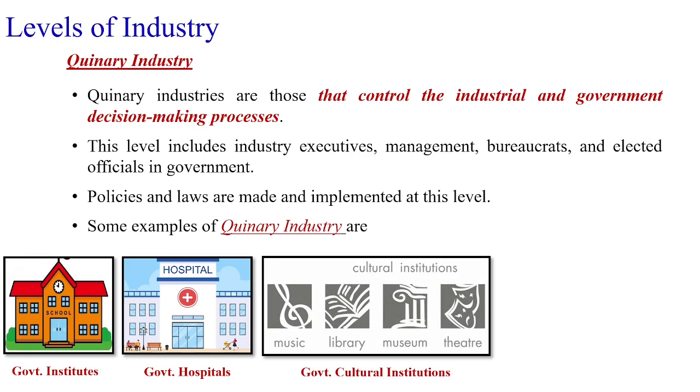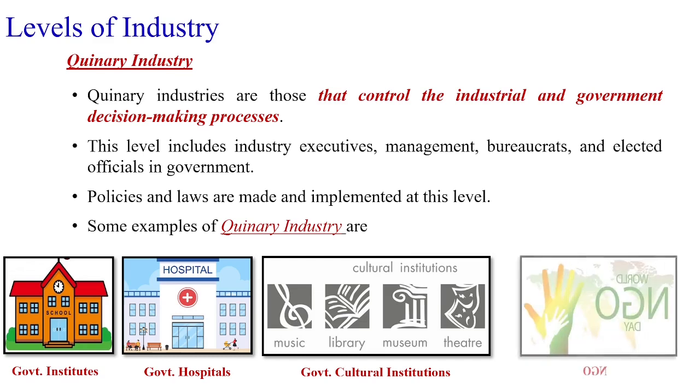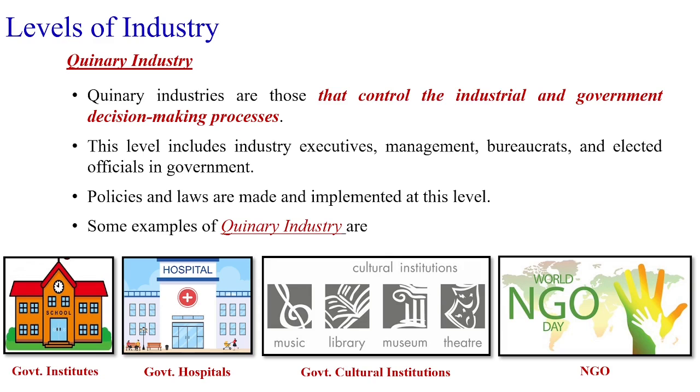Similarly, there are government cultural institutes. Institutes related to music, with libraries, museums and theaters. Many things related to cultural institutes owned or controlled by the government are considered a quinary industry. Next, NGO. Though an NGO is a non-government organization, it is still controlled by the government.